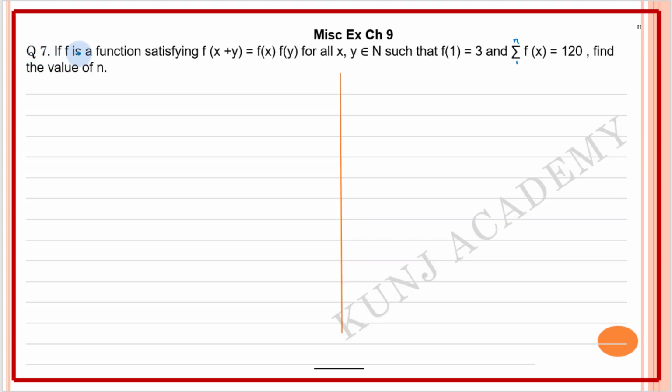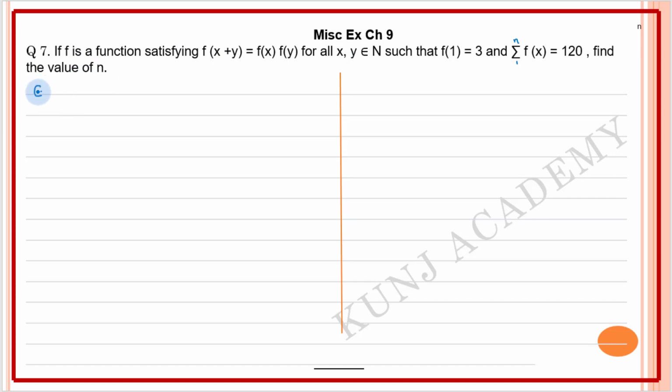Question: if f is a function satisfying f(x + y) = f(x) · f(y) for all x, y belonging to capital N, such that f(1) = 3 and the sum of f(x), x varying from 1 to n, is equal to 120. Find the value of n.